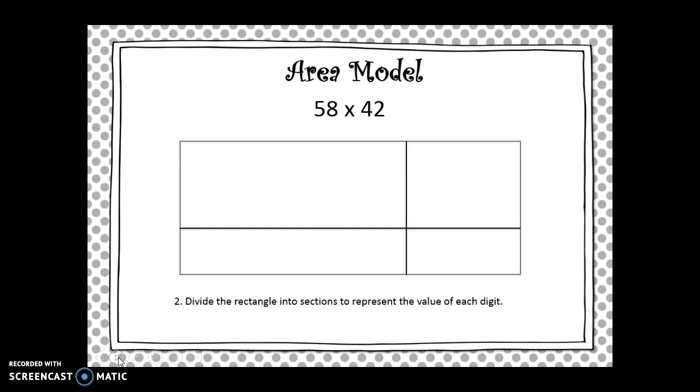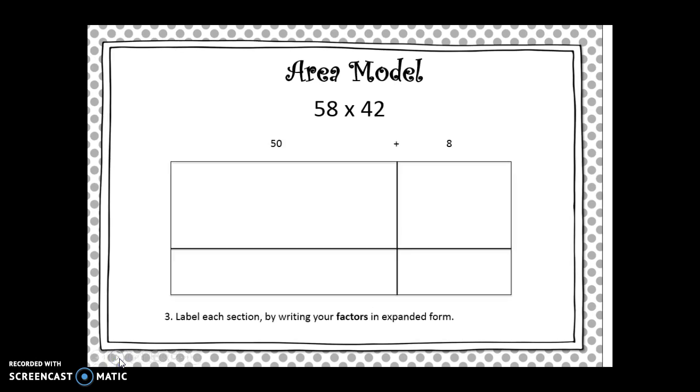Next, we have to divide the rectangle into sections to represent the value of each of our digits. The digits are 5 and 8 and 4 and 2. Pause the video as you divide your rectangle to represent the value of each digit.